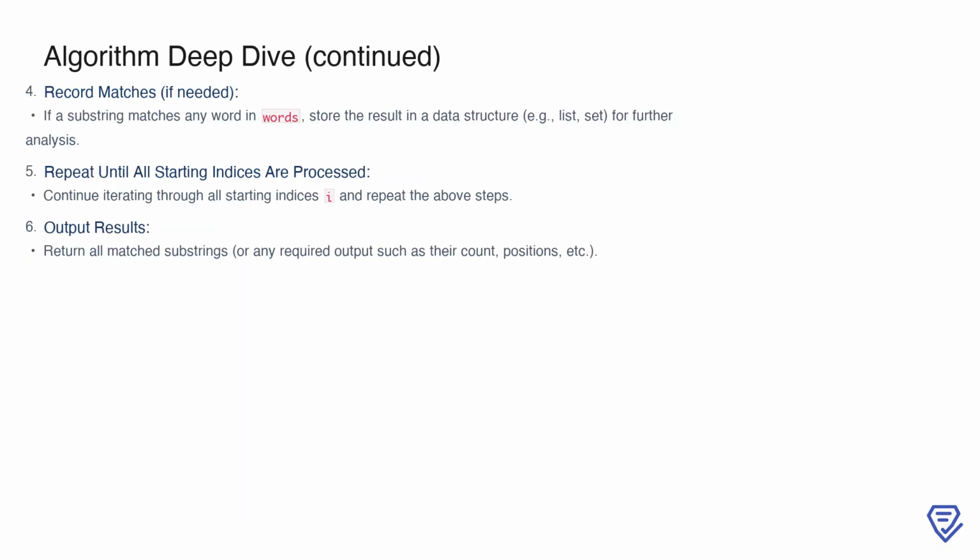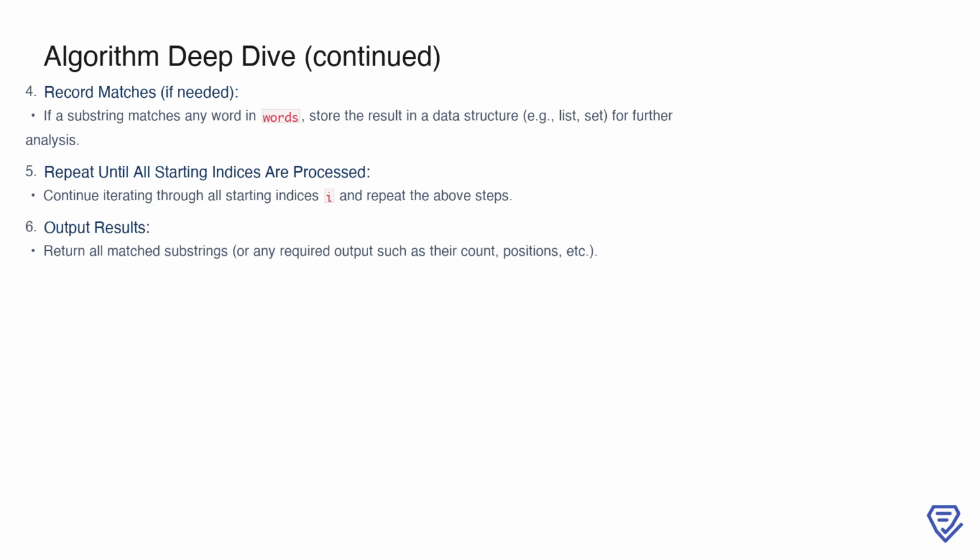Now, when a match is found, the next step is to record the result. This could involve storing the matched substring, its indices, or any other relevant information in a suitable data structure, such as a list or a set. After processing all possible substrings for a given starting index, we move on to the next starting index and repeat the same process until all indices in the string have been covered. Finally, after processing all possible starting positions, we return the required output.